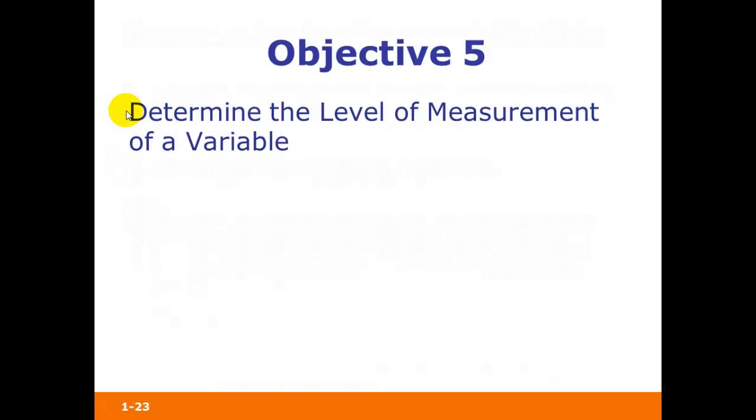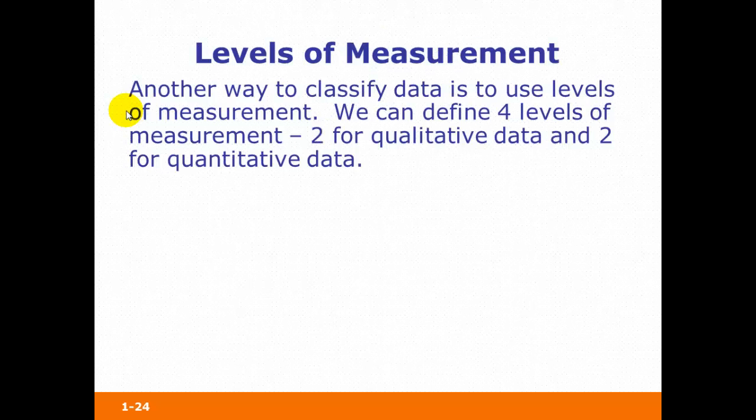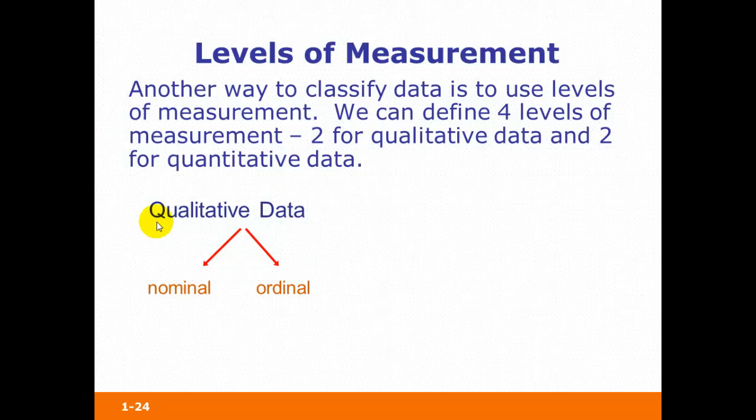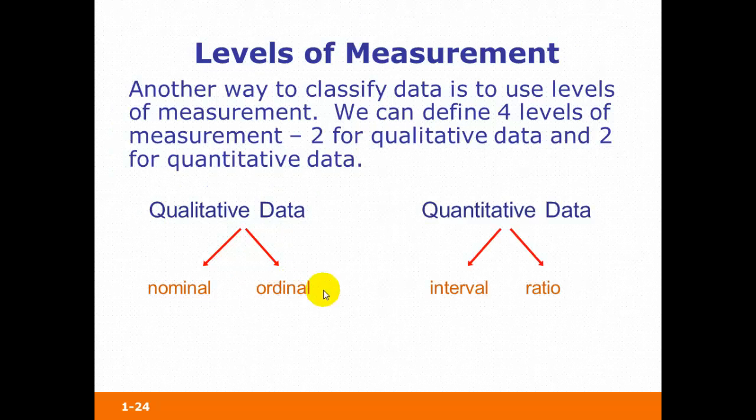Objective 5 in this section is to determine the level of measurement. This is another way that we can talk about different types of data. So levels of measurement is another way to classify data, and we define 4 levels of measurement. There are 2 for qualitative data and 2 for quantitative data. The 2 for qualitative data are nominal and ordinal, and the 2 for quantitative data are interval and ratio. So those are our 4 levels of measurement.